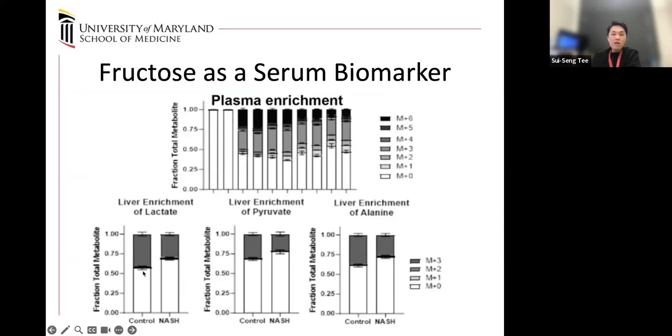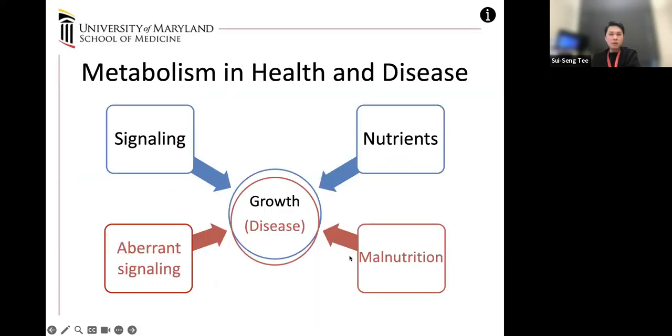We can see fructose being converted into lactate as well. In NASH liver, there is less conversion of fructose into lactate, pyruvate, and alanine. So the injured liver metabolizes less fructose. So again, we're coming back down to where I started.